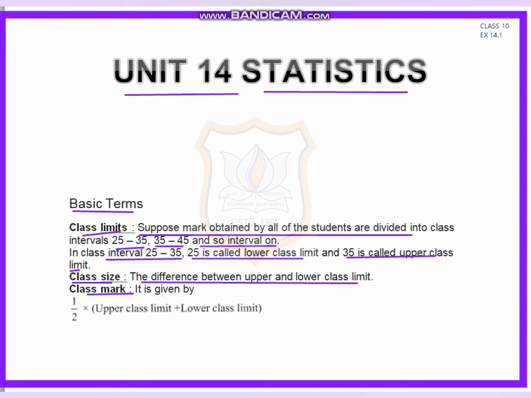Class mark, meaning the mid value, is given as upper limit plus lower limit upon 2, that is 25 plus 35 upon 2. 25 plus 35 is 60, and 60 by 2 is 30. These are the basic terms related to statistics. Now we will learn grouped data and ungrouped data.